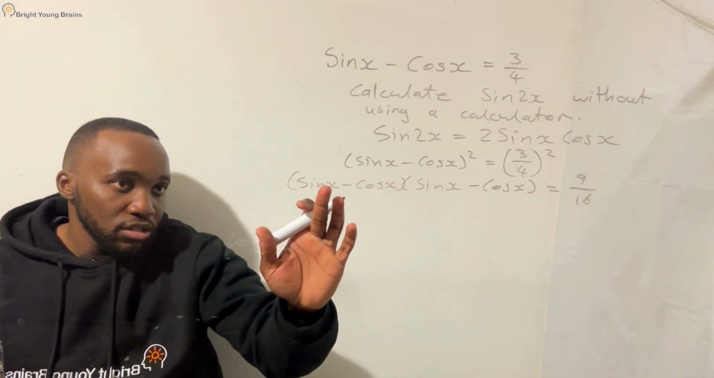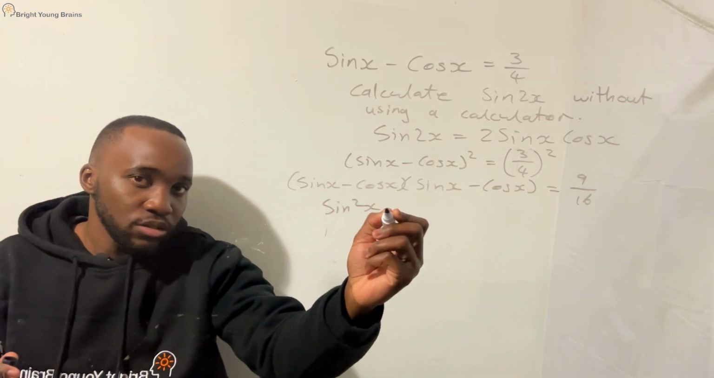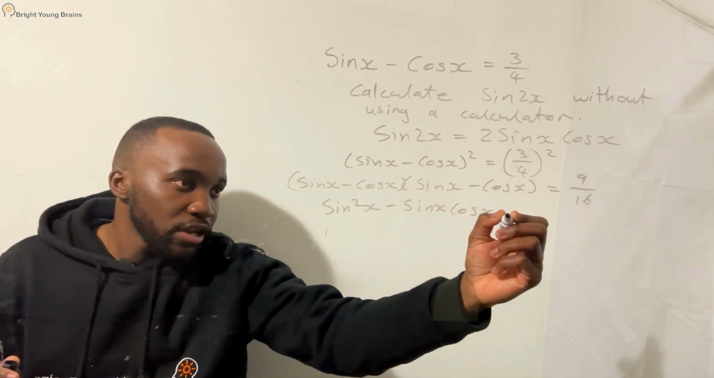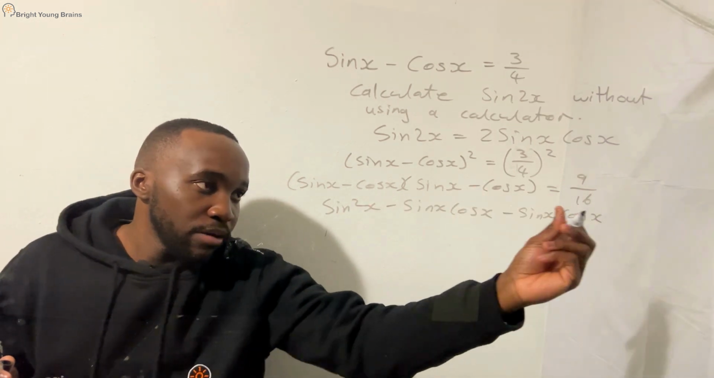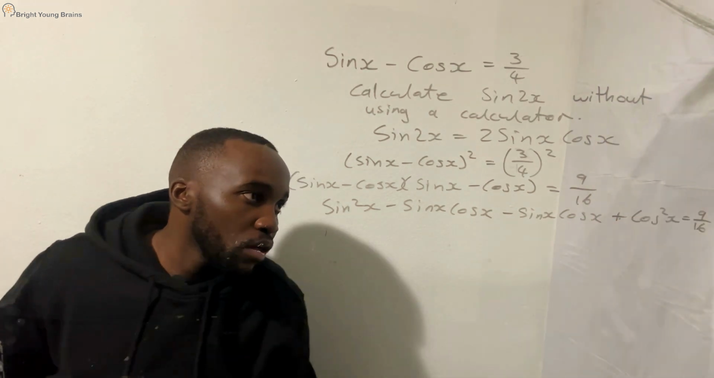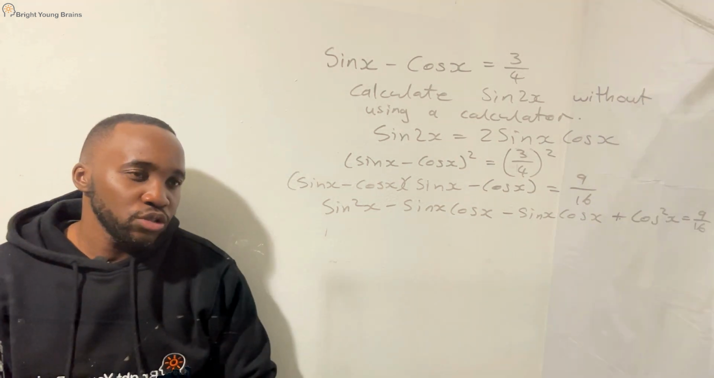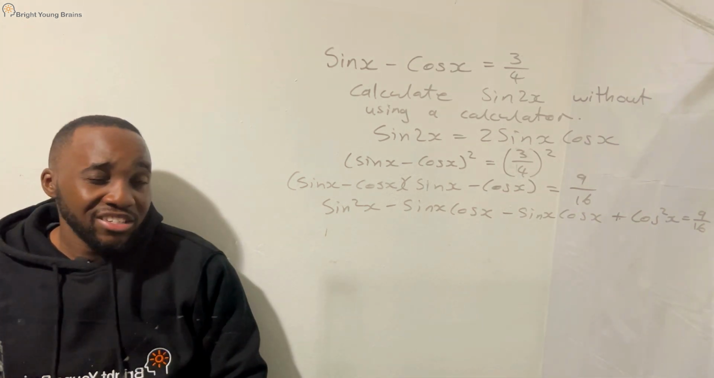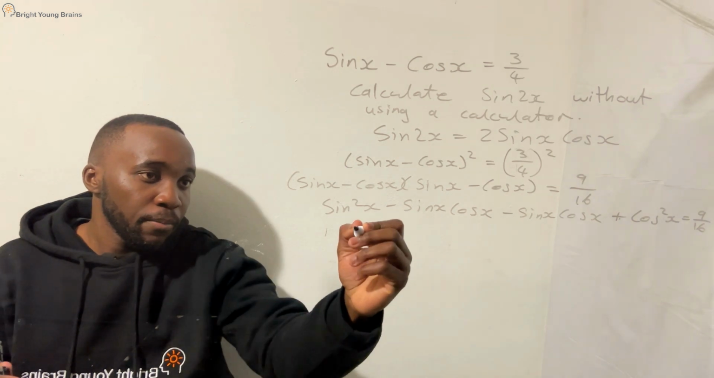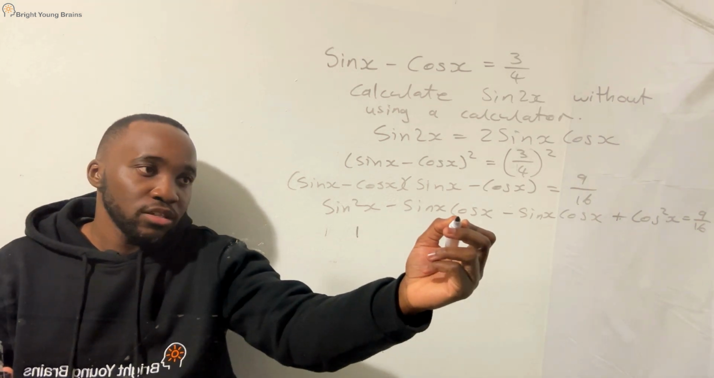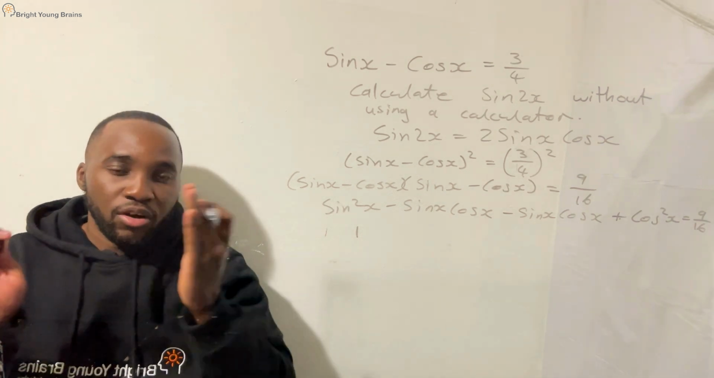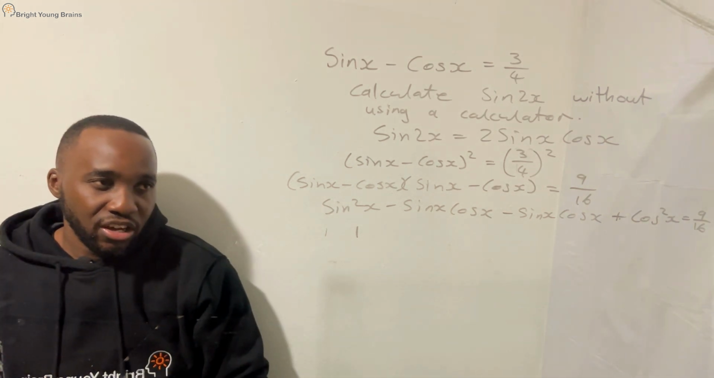So let's do that. You see, sine x times sine x, sine squared x, this times that, and this times that, and then cos x times cos x. There we go. The good news is sine squared x plus cos squared x, that just gives us a 1. And then here, minus sine x cos x, and then minus sine x cos x. It's like negative 1 minus 1, right? It's going to give you a negative 2.